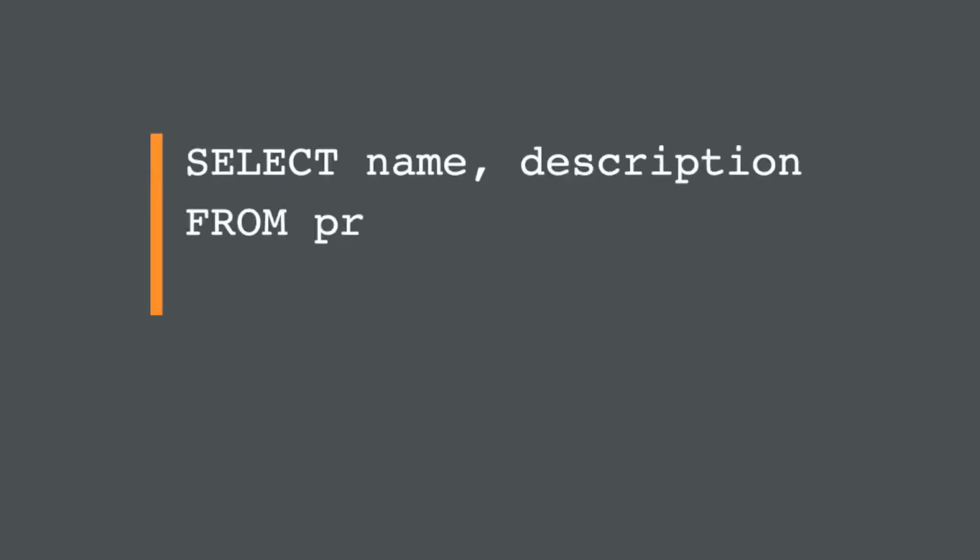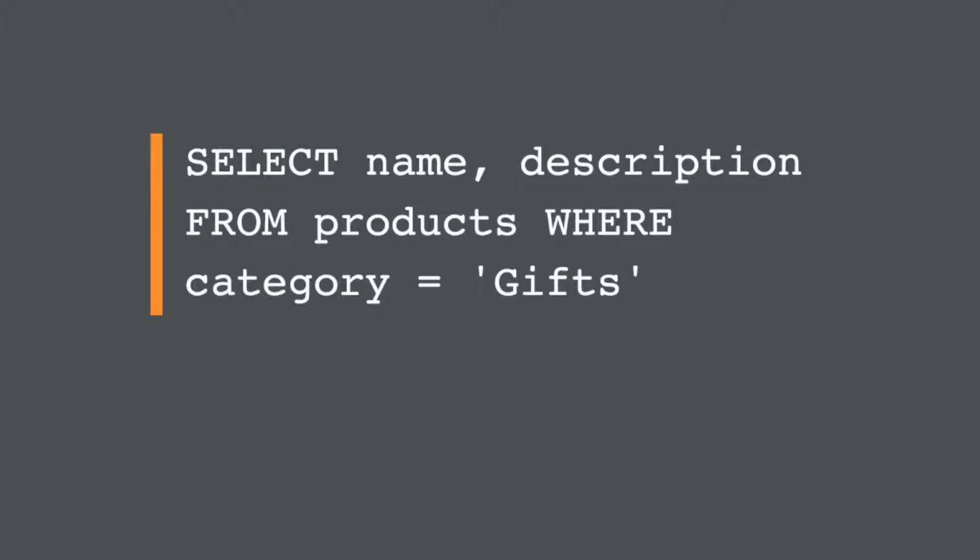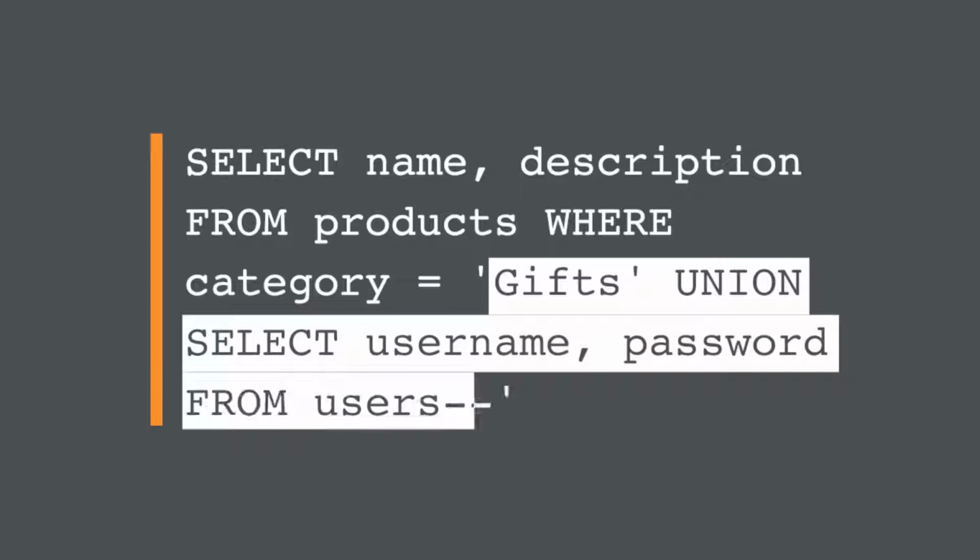In cases where the results of an SQL query are returned within the application's responses, an attacker can leverage an SQL injection vulnerability to retrieve data from other tables within the database. This is done using the union keyword, which lets you execute an additional select query and append the results to the original query. If an application executes this query containing the user input gifts, then an attacker can submit this input. This will cause the application to return all usernames and passwords along with the names and descriptions of products.